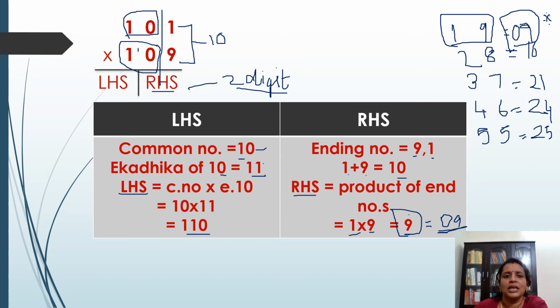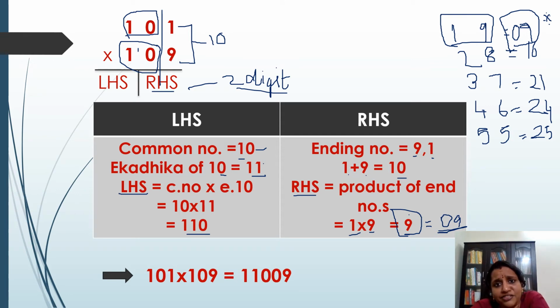Just see here, 101 into 109. I am going to write the RHS and LHS directly and my answer is 11,009. If I forget to add that 0 over there, what will we be doing? We will just be writing 110 down and 9 down and the answer would be 1109. Is it a correct answer? No, it's a wrong answer. 11,009 is completely different from 1,109, isn't it?